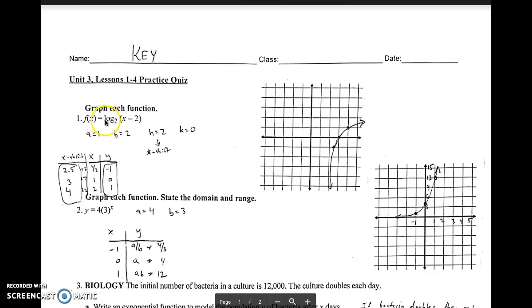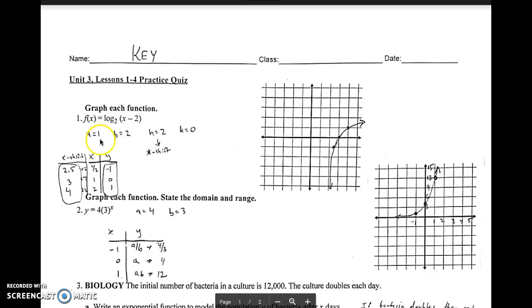In front of the word log, there's no number, so we can assume the value of a is 1, which is 1 times log. Our base is 2, so that's b. And inside parentheses, we have x minus 2, which means our h value is 2. Whenever you have an h value, that is a shift in the x direction. There is no number at the end of the problem, plus or minus anything, so k is 0.